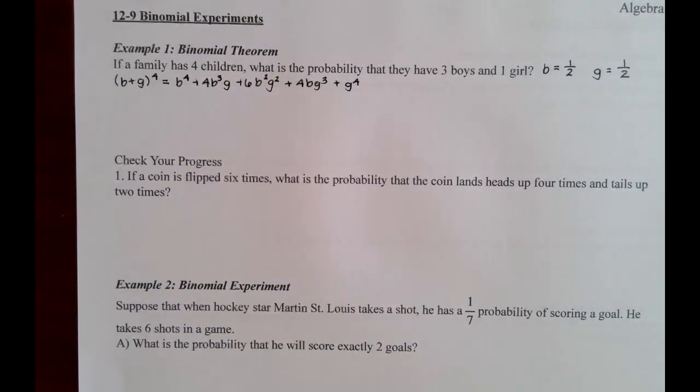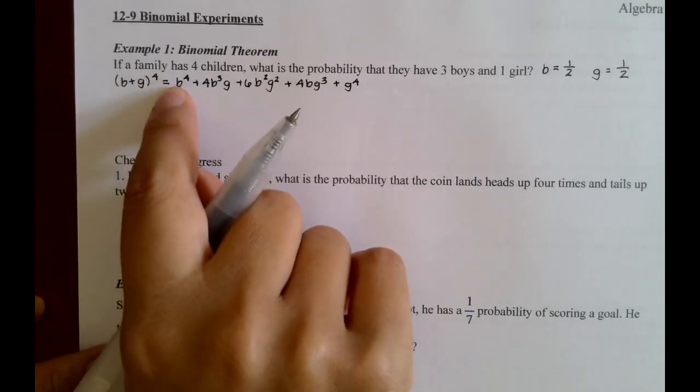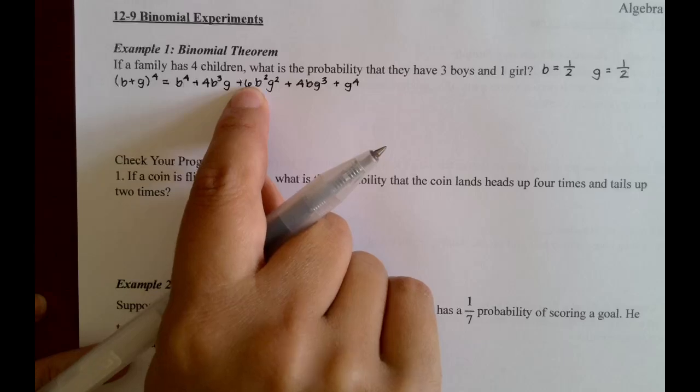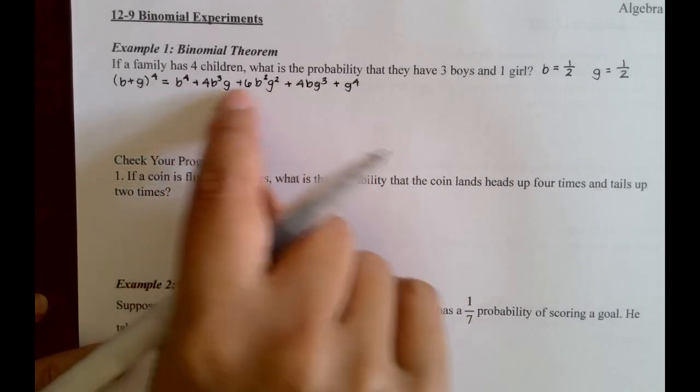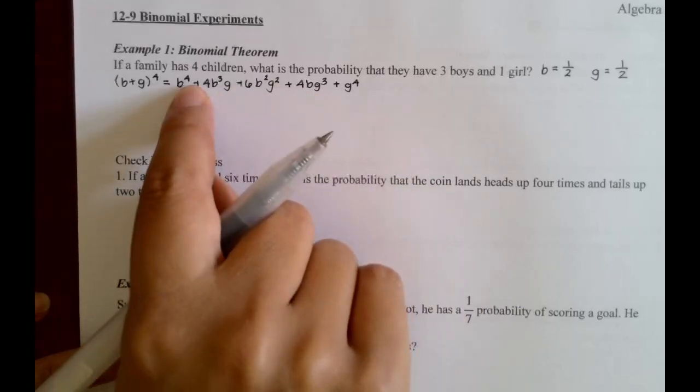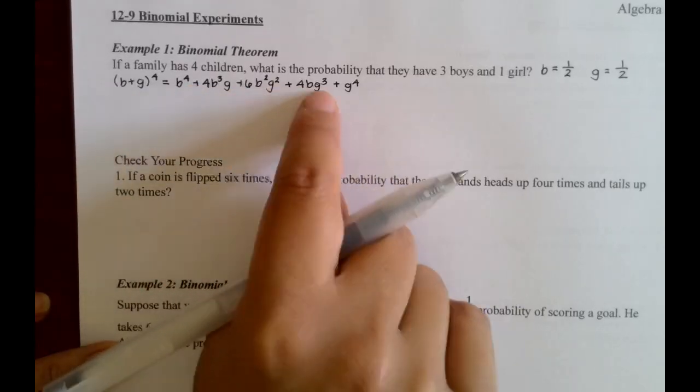So think back to our binomial theorem. Again, 4c0, 4c1, 4c2, 4c3, 4c4. Note the b's are going down: 4, 3, 2, 1. The g's are going up: g to the 0, g to the 1, second, third, fourth.